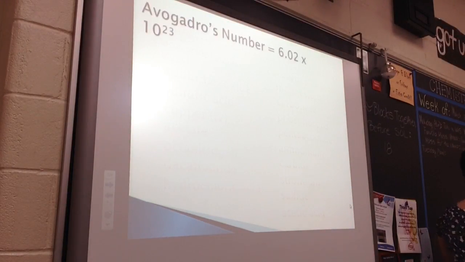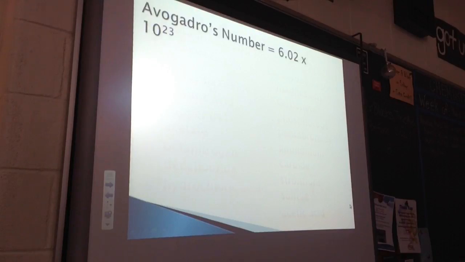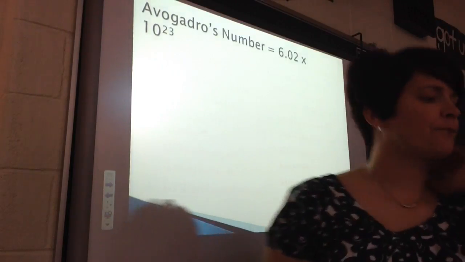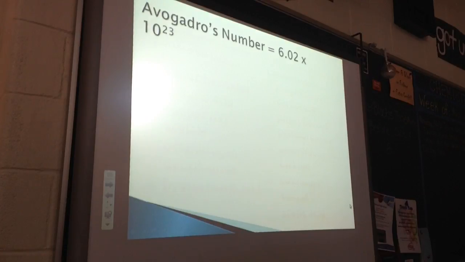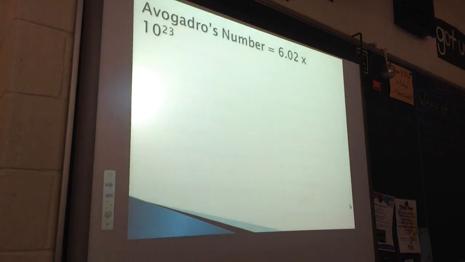Now, let's talk a little bit about 6.02 times 10 to the 23rd. It has a name. It's called Avogadro's number. All right, listen up. Avogadro's number is 6.02 times 10 to the 23rd. Okay?